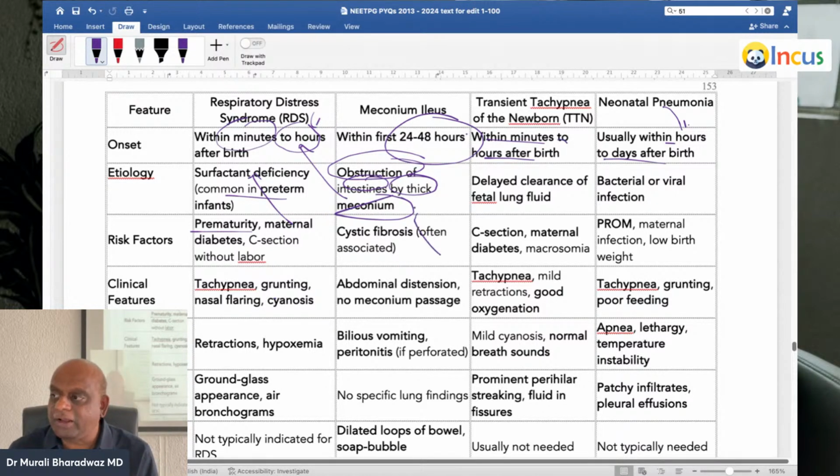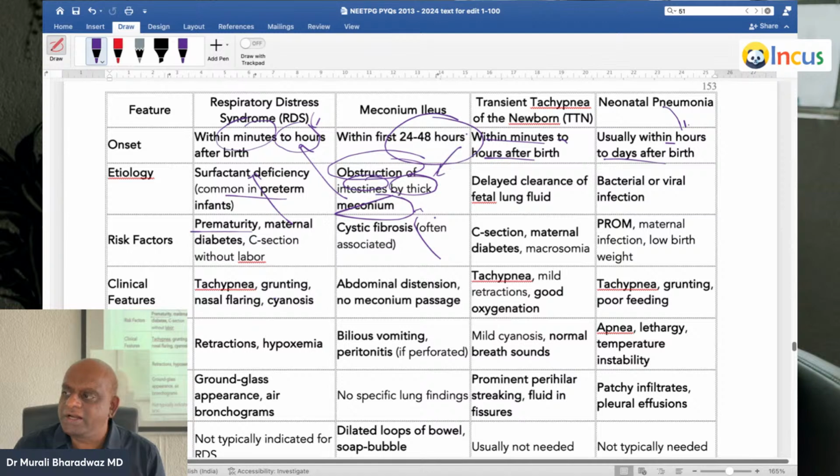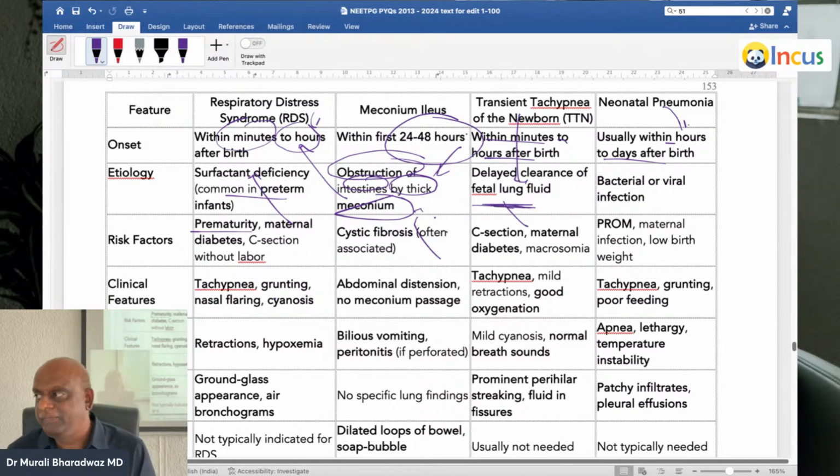And why meconium? Suppose the labor got delayed, then the fetus will go into distress. When fetal distress and fetal hypoxia are there, immediately their anal sphincter and everything relax. That relaxation will lead to release of meconium, which they will aspirate and be born. So typically this is associated with a fetal distress history. And transient tachypnea occurs in those who have undergone cesarean section, due to delayed clearance of the fetal lung fluid. Neonatal pneumonia can be bacterial or viral.